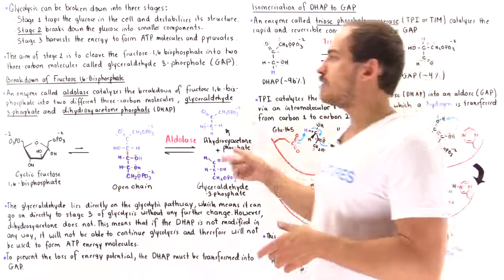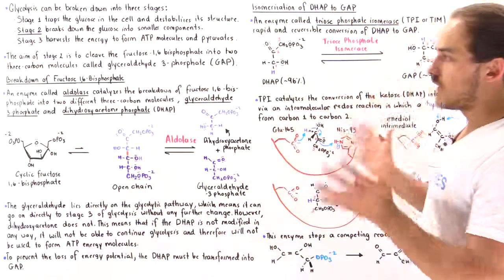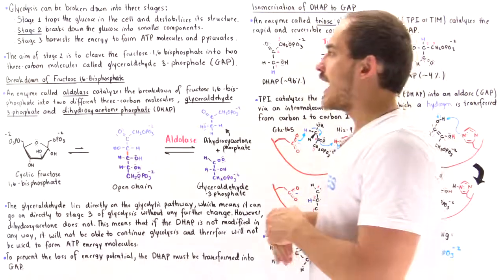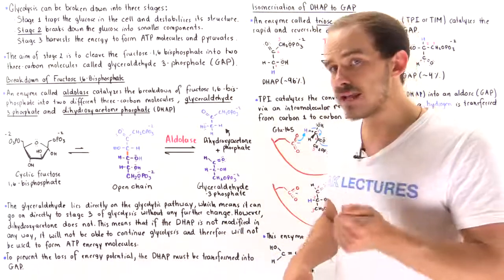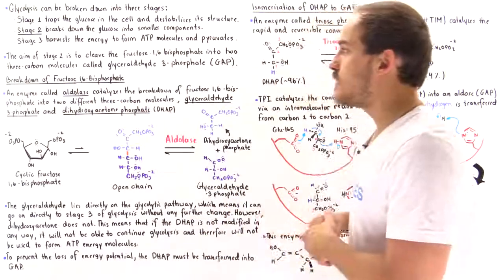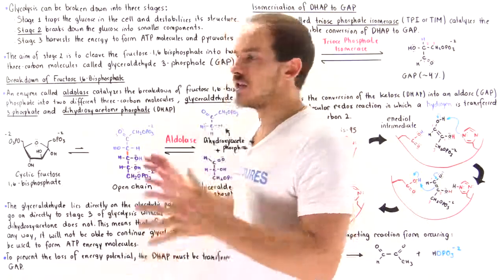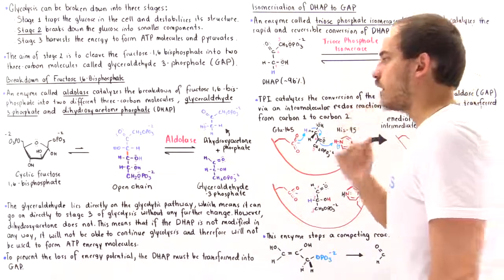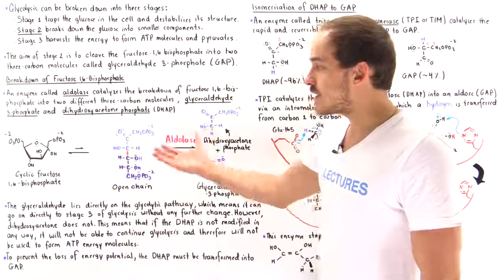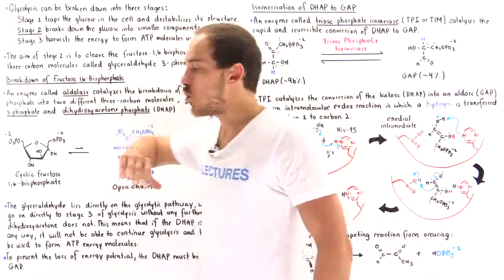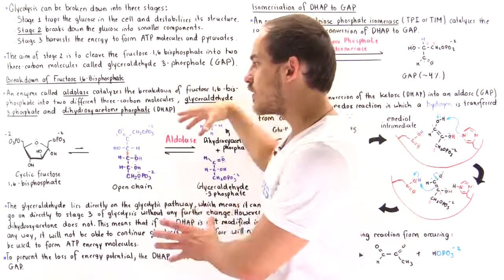So let's begin by focusing on aldolase and the reaction that aldolase actually catalyzes. Aldolase is the enzyme that catalyzes the breakdown of that fructose 1,6-bisphosphate into 2 different 3-carbon molecules. And let's see exactly what these molecules are and what they look like. So let's begin with that fructose 1,6-bisphosphate in its cyclic form that is formed in stage 1. Once we form this, then that aldolase moves into this area.